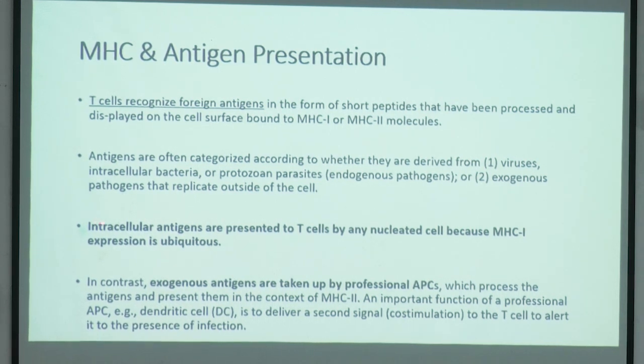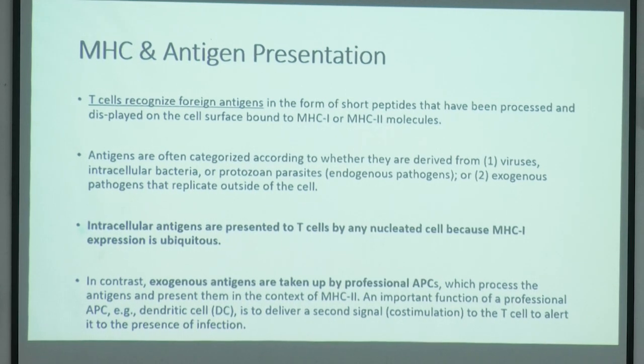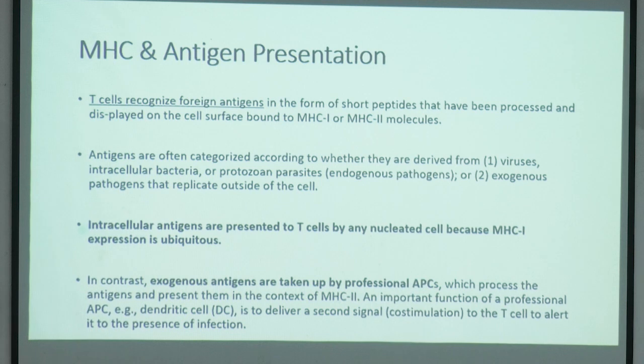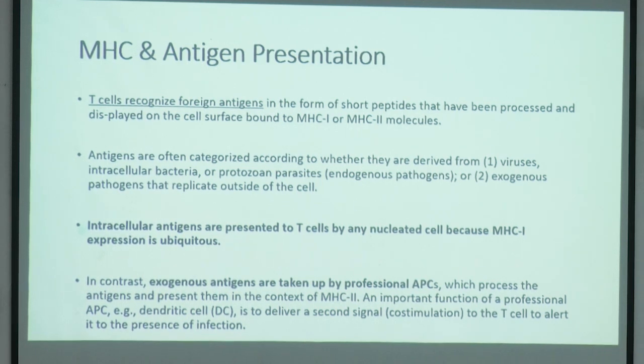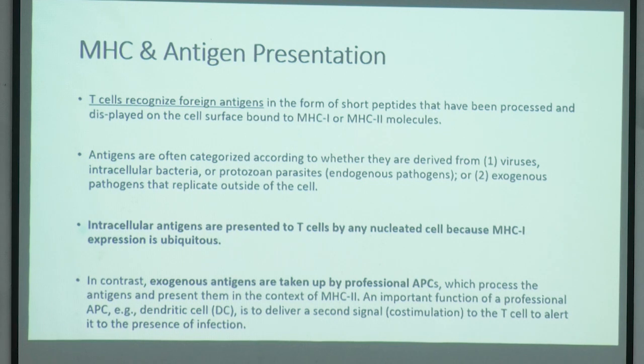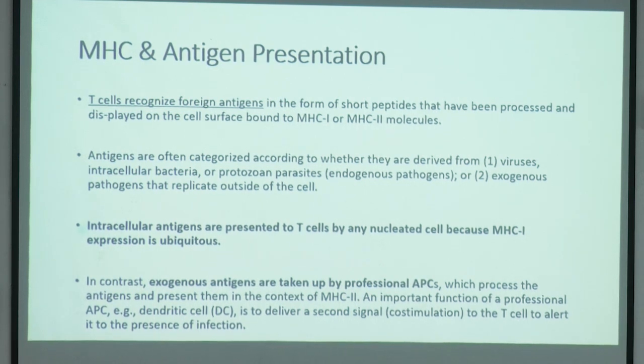So there will be intracellular antigens, those obtained from viruses, bacteria and parasites. Now look over here, the exogenous antigens will be taken up by the professional antigen presenting cells, known as APCs, which process the antigen and then present it in the context of MHC2. MHC2 means CD4. So any exogenous antigen, from viruses, bacteria, parasites, whatever it may be, will come in contact with the antigen presenting cell, be processed by MHC2, and lead to activation of CD4.